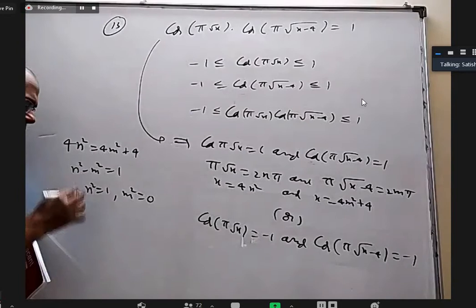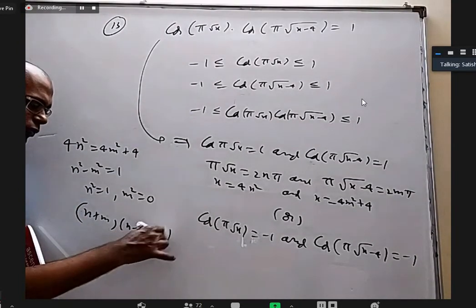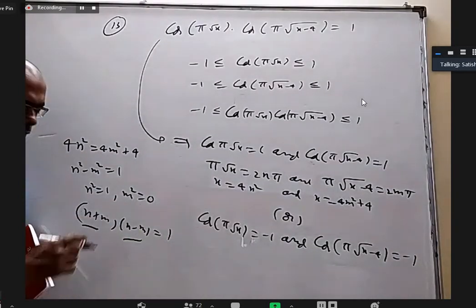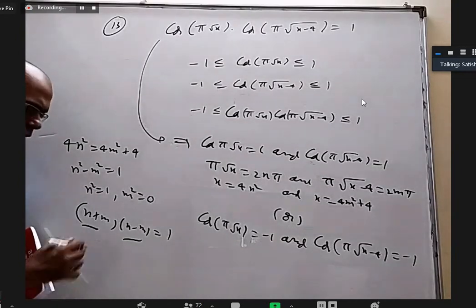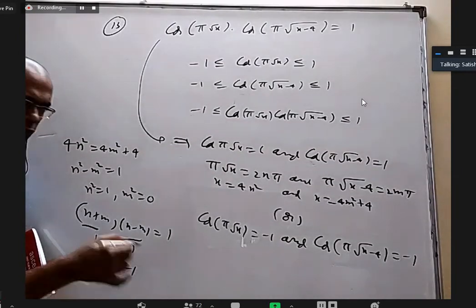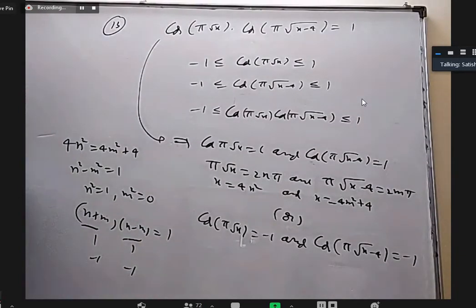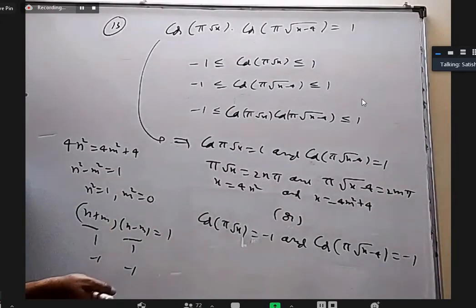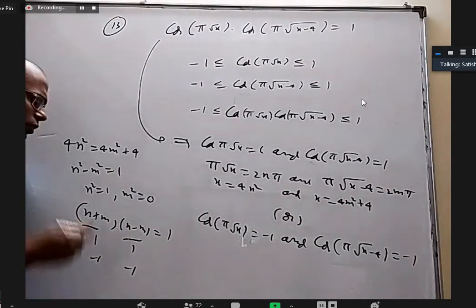You can factorize this and write (n plus m) into (n minus m) is equal to 1. This is a product of two integers equal to 1. What is the way to write it? Both are 1 or both are minus 1. There is no other way, right? Because each should be a divisor of 1, and the divisors of 1 are 1 or minus 1. If both are equal to 1, you get n equal to 1, m equal to 0. When both are equal to minus 1, you get n equal to minus 1 and m equal to 0. Again, same thing.